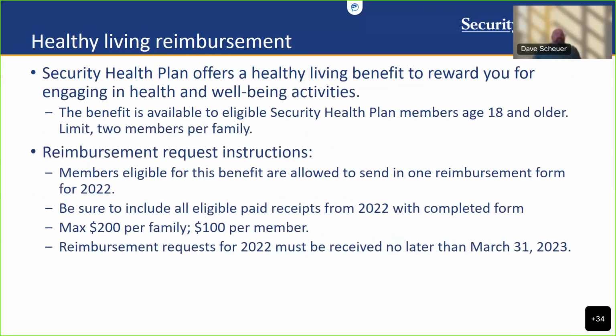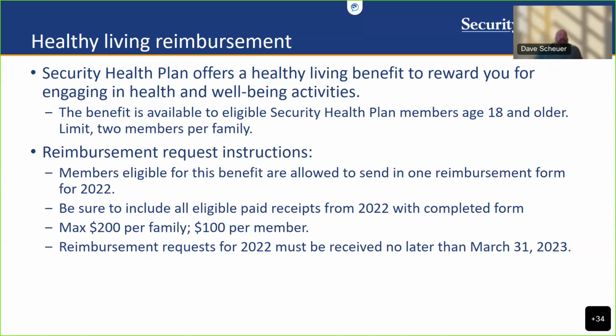Next is the healthy living reimbursement. And this benefit is for adults, up to 2 adults per family within the district on the health plan, to provide a benefit for living a healthy lifestyle, maybe purchasing a gym membership or an online fitness program. But it provides the family up to $200, $100 per individual for purchases made that are designed to improve health and wellness.